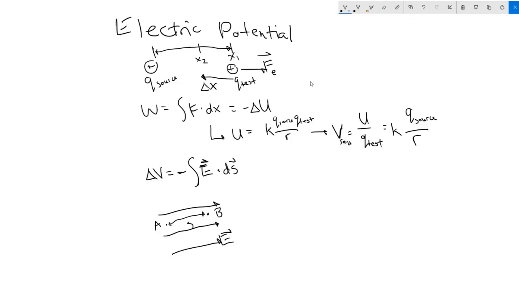or whatever path that you take, right? You talk about the dot product. So you're looking for how much of the electric field is actually pointing in the direction of your displacement from A to B. Then that product, E over that distance, leads to some potential drop. That's why it's a negative, right?